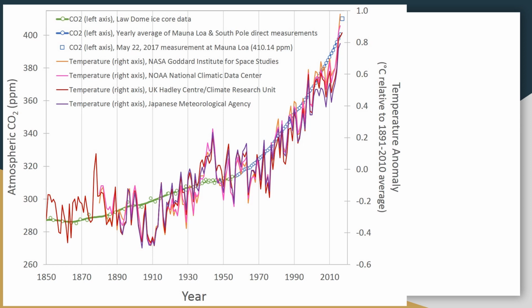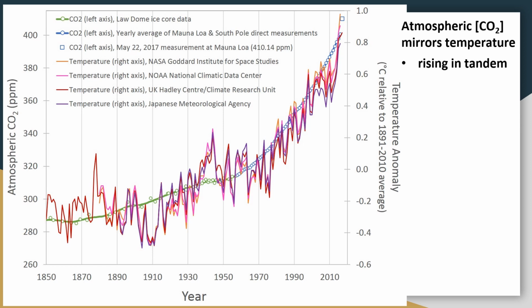What is interesting about this graph is that the atmospheric CO2 concentration mirrors changes in temperatures. So they're both rising together, leading to the conclusion that one of the main drivers of global climate warming is increases in atmospheric CO2 levels.